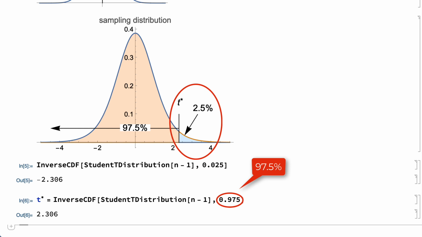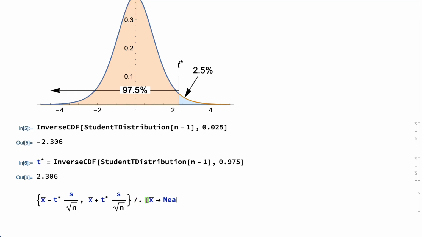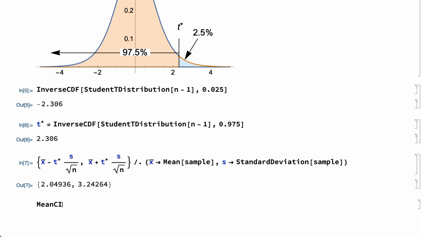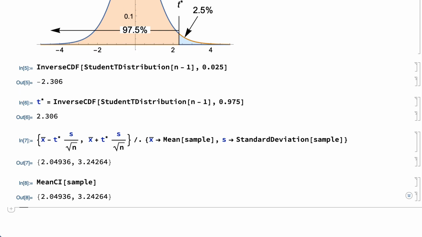With that value for t star, the confidence interval for the population mean can be calculated by simply substituting values into the formula for the endpoints of the confidence interval. This is the same formula that is used by the mean CI function, so this result is the same as the result from mean CI. It usually isn't necessary to memorize these formulas since they're already programmed into the computer, but there are some assumptions that came up along the way that should always be considered.